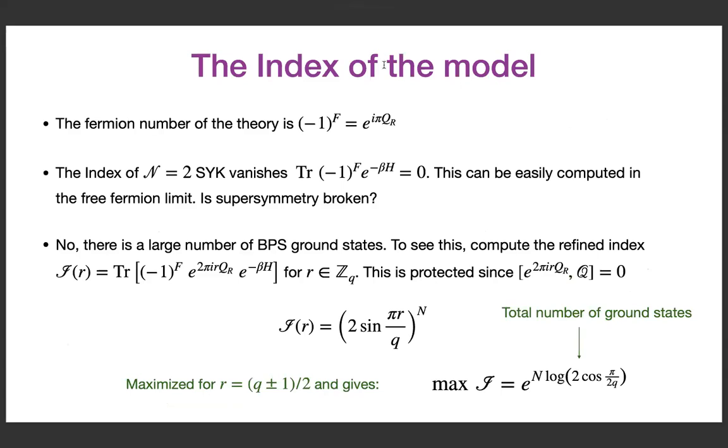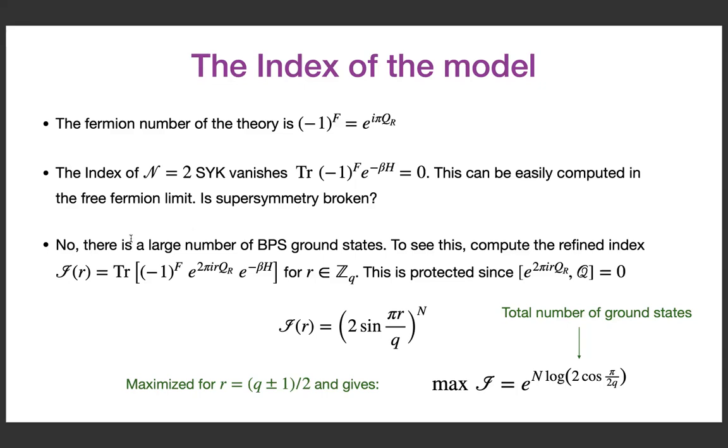Okay, so the first thing you can do with a supersymmetric theory is to compute the index. The fermion number is this (-1)^F. We can write it as e^{iπQ_R}, so that states that are not preserved by the supersymmetry cancel when one takes the trace. Now the index of this theory always vanishes. The trace of (-1)^F is 0, and this can be easily computed in the free fermion limit. Basically, if you have N free fermions, you can look at what happens for one fermion: you either act with the fermion or you don't, and they come with a minus sign because of the (-1)^F, so the index vanishes.